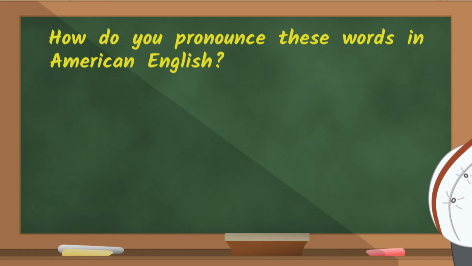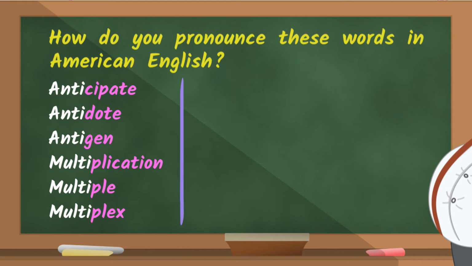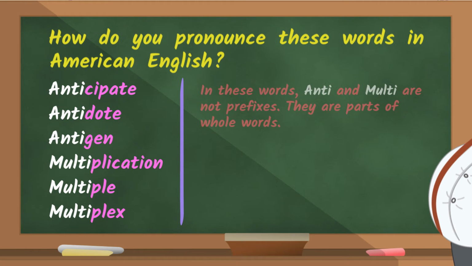Continuing with prefixes, how do you pronounce these words, especially in American English? Anticipate, antidote, antigen, multiplication, multiple, multiplex? Sounds wrong, doesn't it? In these words, there are no prefixes. These are whole words. The highlighted parts of the words are not used as prefixes here. They are actually a part of the words without which the words would not have any meaning.